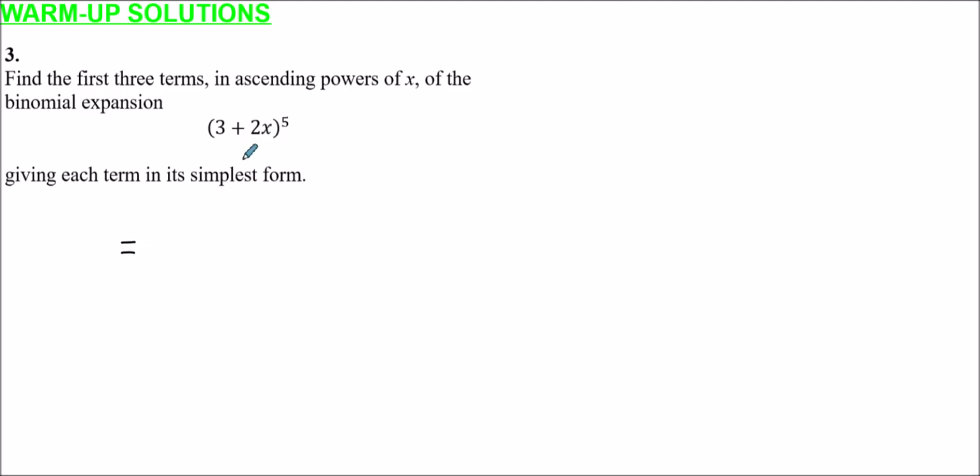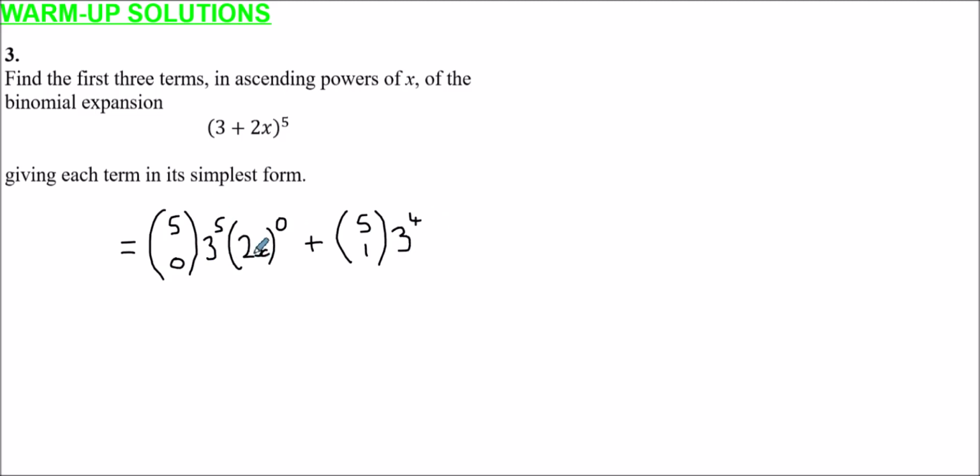in ascending powers of x, the first term is 5 choose 0, 3 to the power 5, (2x) to the power 0. For the next term, instead of 5 choose 0, we're going to have 5 choose 1. Now if you remember the pattern, the power of the first term in the brackets drops by 1, so instead of 3 to the 5, we're going to have 3 to the 4. The power of the second thing in the bracket increases by 1. So next we're going to have (2x) to the power 1.